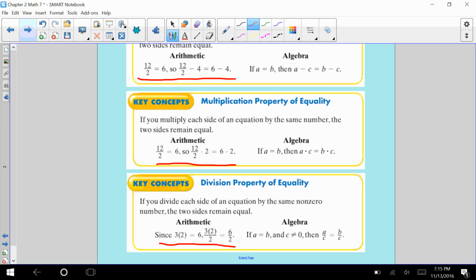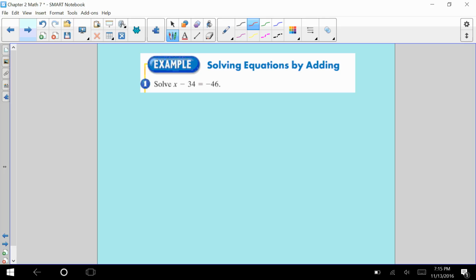So let's talk about how to figure out what to do. In this problem, we have x minus 34 equals negative 46. We have a minus 34. So we want to find the inverse operation of minus, which is plus. So we're going to look at the equal sign as kind of a wall. What we do to one side, we have to do to the other. That's the golden rule of algebra. So if we're subtracting 34, to undo that, we're going to add 34 to both sides.